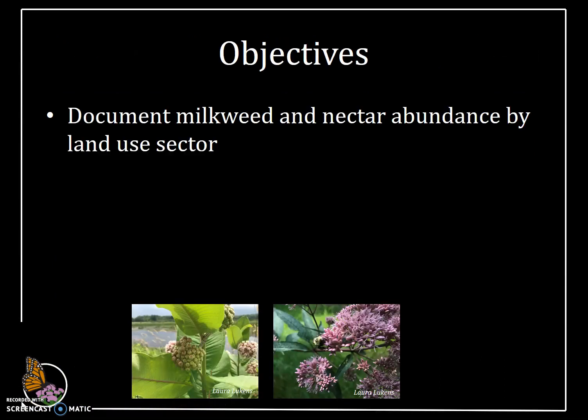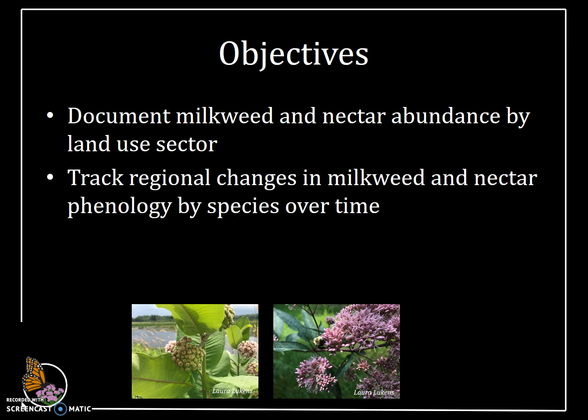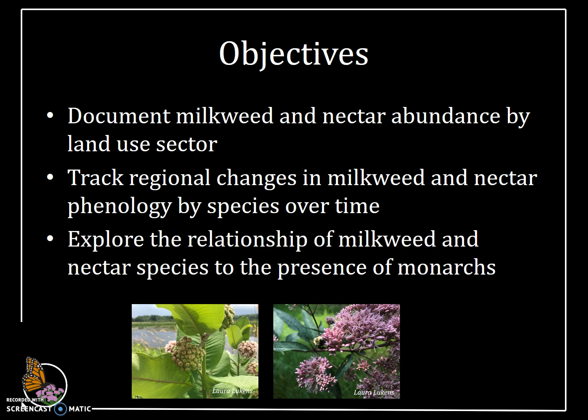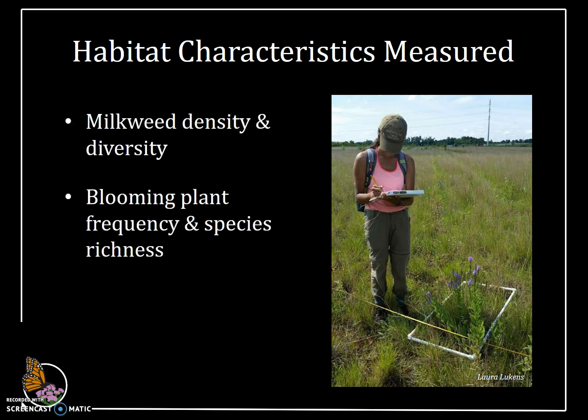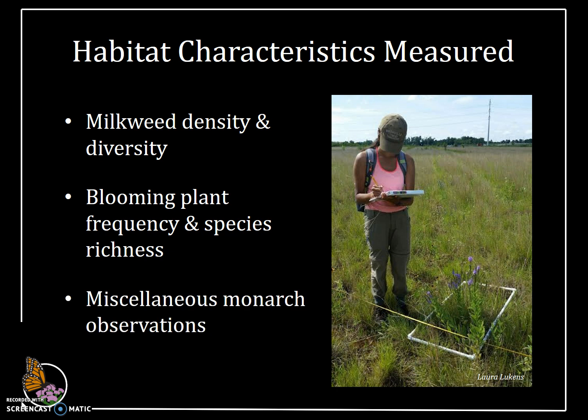Within this activity, our goals are to document the distribution of monarch breeding habitat, document changes in milkweed and nectar abundance by species and land use sector, and to explore the relationship of milkweed and nectar species to the presence of monarchs. To achieve these goals, we will measure the density and diversity of milkweed at each site, the frequency and species composition of blooming plants, and we will capture observations of monarchs coincidentally observed while monitoring vegetation.